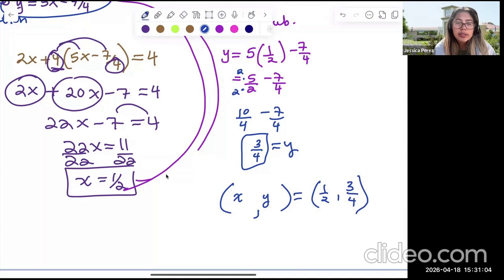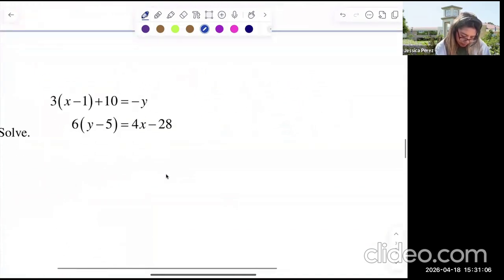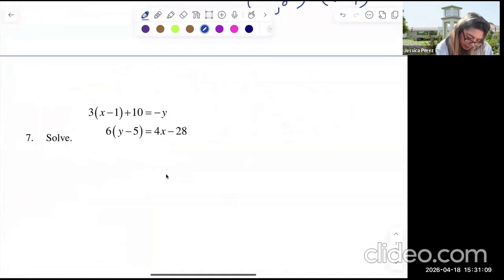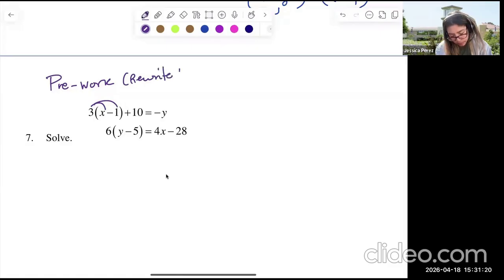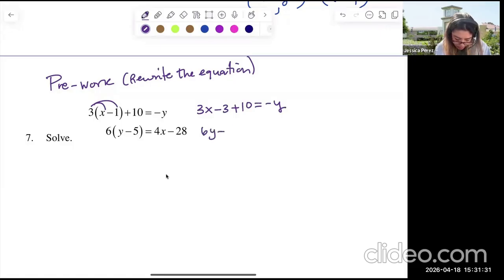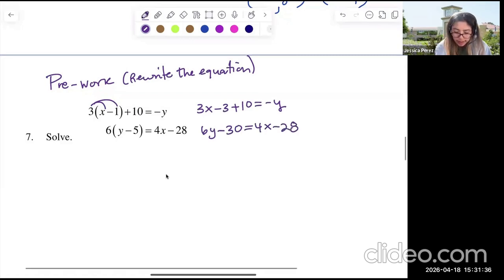If I look at the next question, question number 7, I'm going to have to do some pre-work. So I have to do some prep work first. I'm going to multiply it out and rewrite the equation. So if I rewrite the equation, I have 3x minus 3 plus 10 is equal to negative y. And then here 6y minus 30 is equal to 4x minus 28. I'm going to rewrite this in standard form.